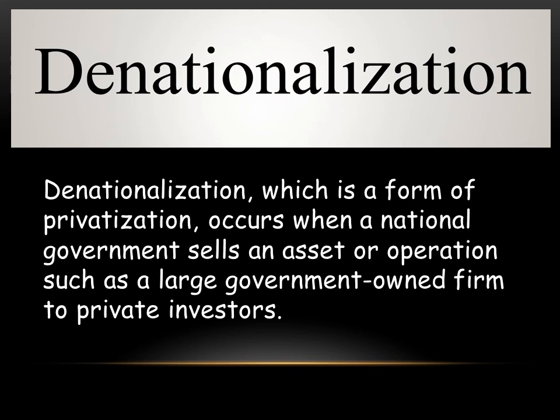Denationalization from 1977 to 88. Denationalization, which is a form of privatization, occurs when a national government sells an asset or operation, such as a large government-owned firm, to private investors. In 1977, the government reversed its industrial policy. Industries had been nationalized, so the government denationalized them again. The martial law government gave assurance that no further industries would be nationalized. Many of the nationalized industries were given back to their former owners.